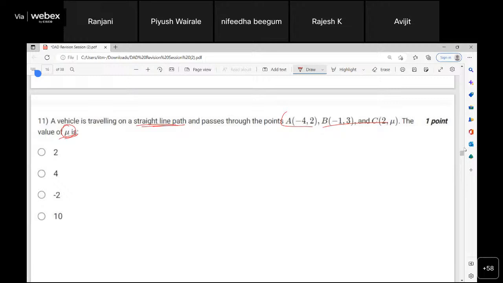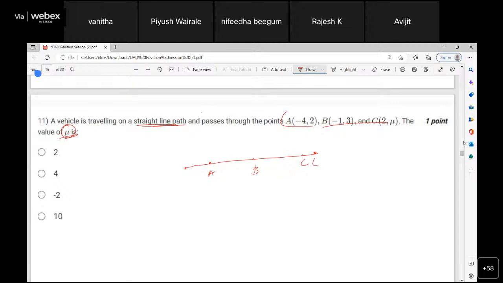Yes, anyone? We'll use section formula for this. Why section formula? The vehicle is traveling on a straight line path and passes through all the points. So this is basically a straight line path, right? And say this is A and this is B and this is C.